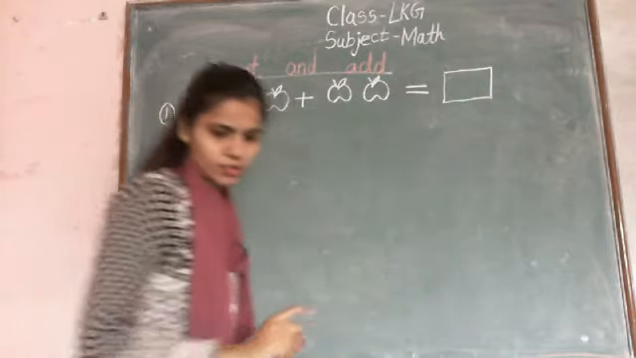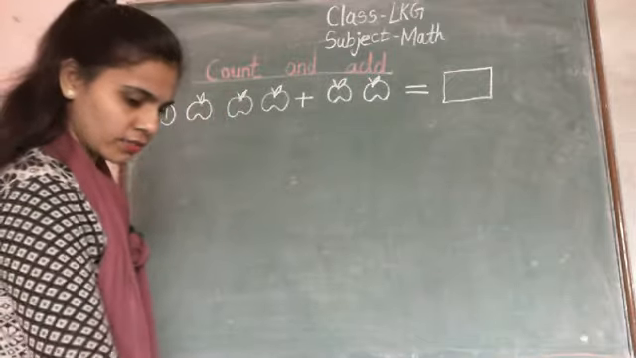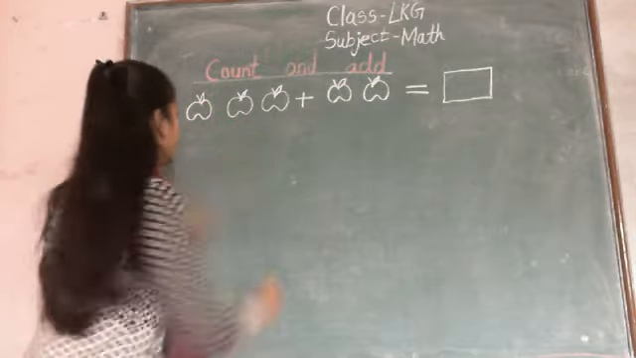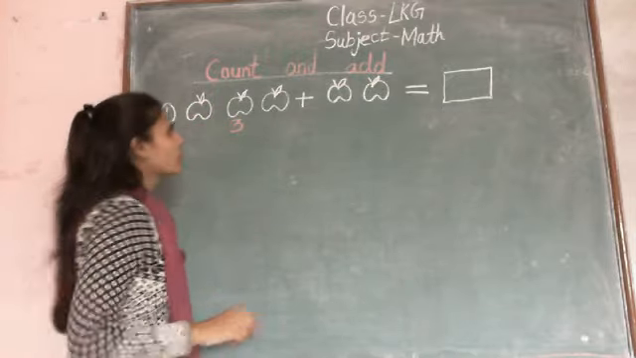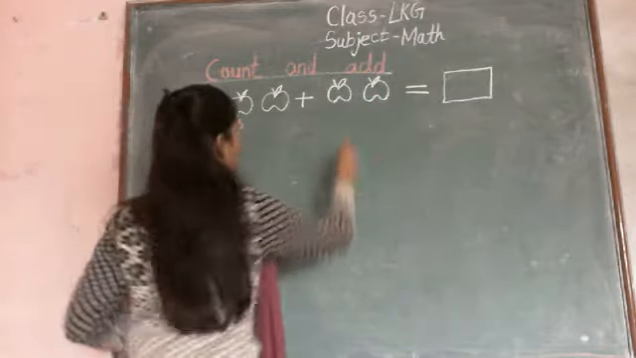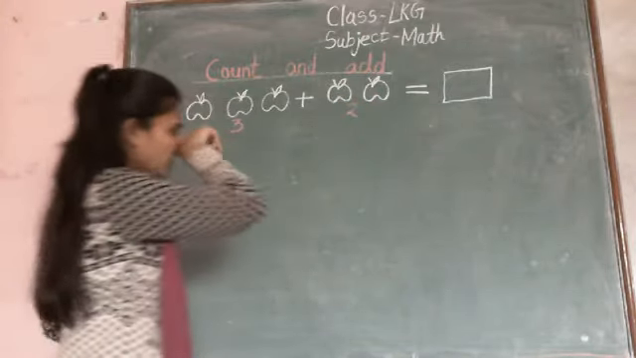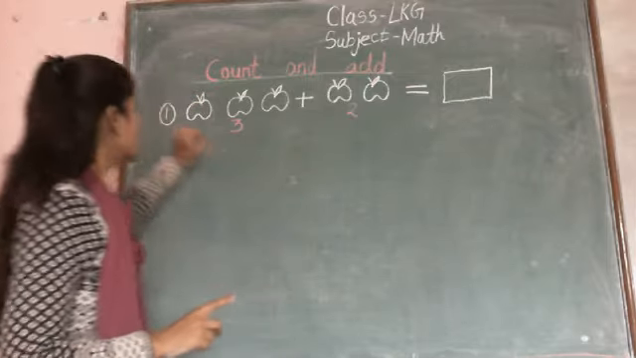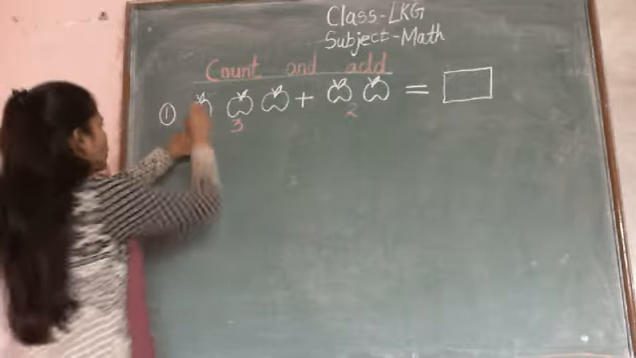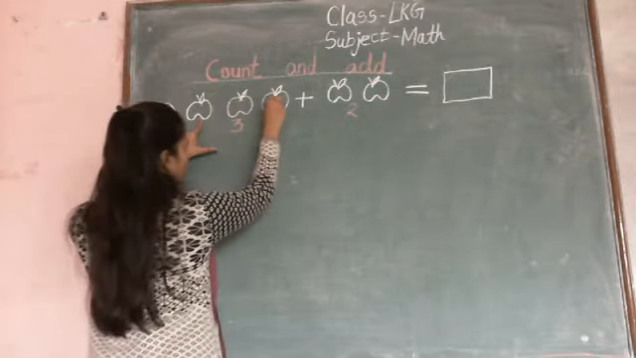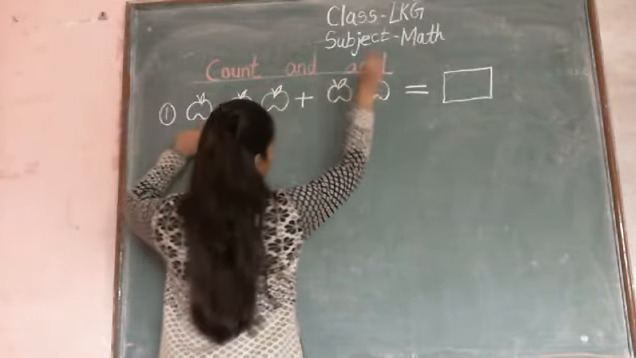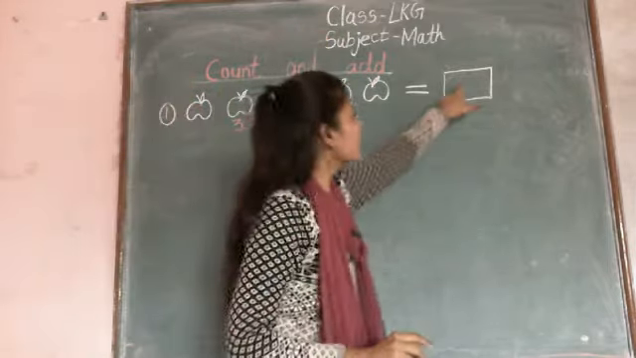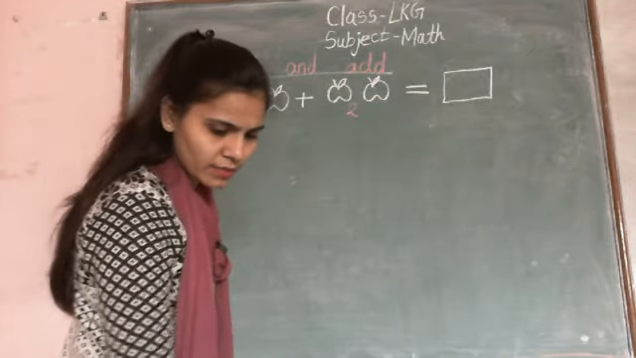Okay, so first you count the thing. First is count. 1, 2, 3. 1, 2. Okay, now we will count all together. This is 3 and this is 2. Now all together 1, 2, 3, 4, 5. Which number we will get? Number 5. So on this block we will write the number 5.